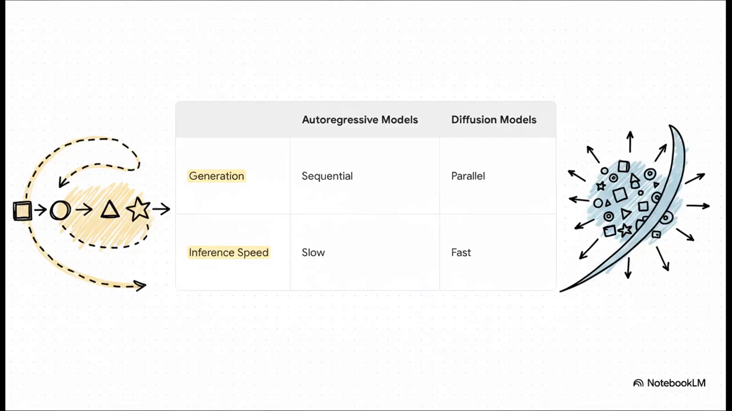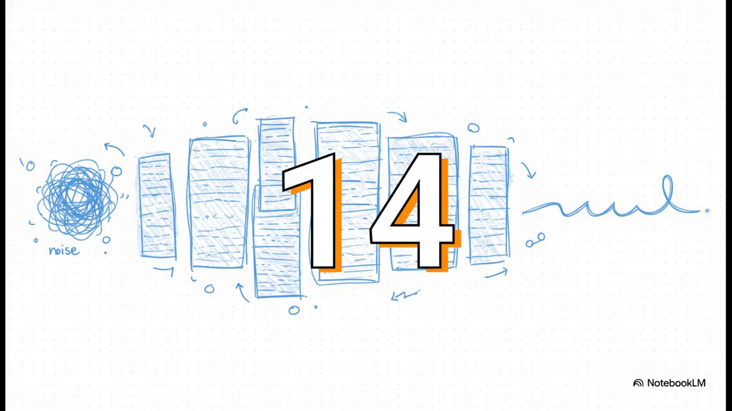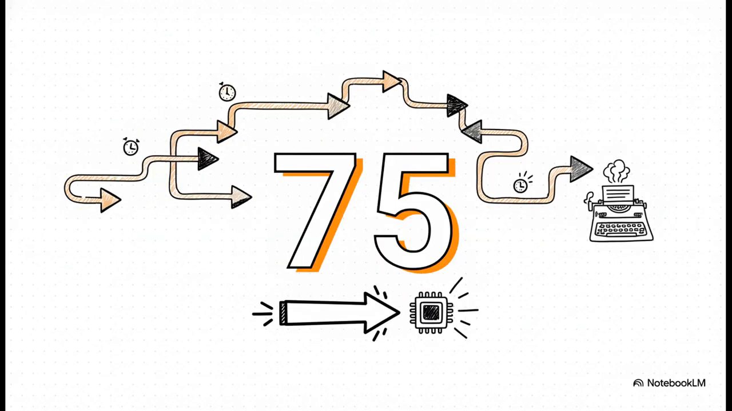And when you put them side by side, the difference is just crystal clear. Autoregressive is sequential. Diffusion is parallel. This creates a massive gap in what's called inference speed, which is really just how long it takes the AI to come up with a response. One is a traffic jam, the other is a wide open highway. Let's make this totally concrete. To go from pure noise to a finished sentence, a diffusion model might only need, say, 14 refinement steps. Just 14. Now, how many steps does it take the old method to write that same sentence? 75. 75 steps.